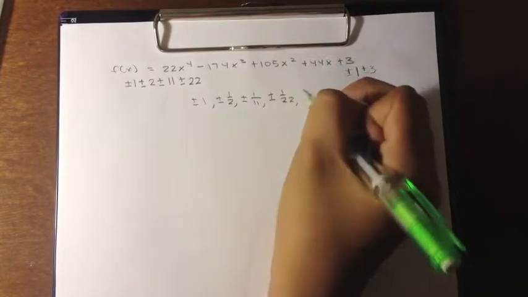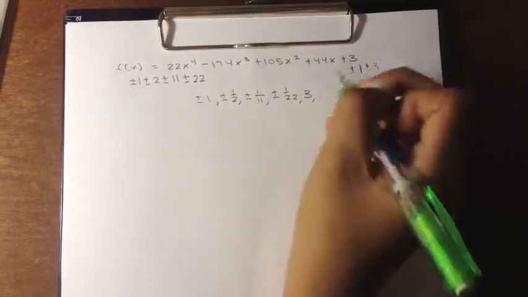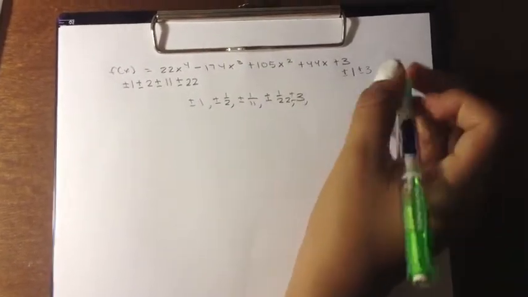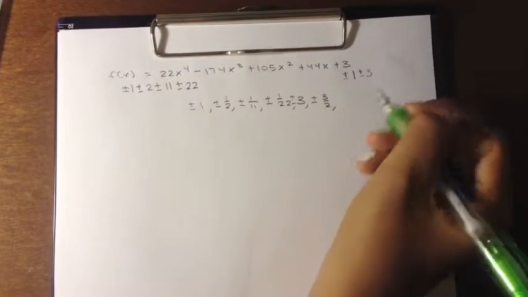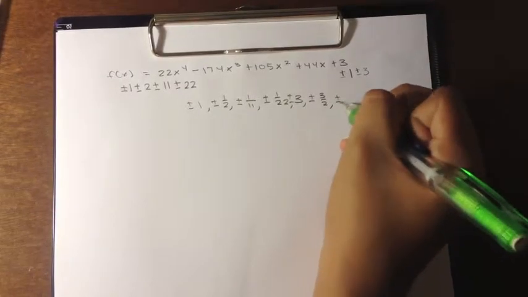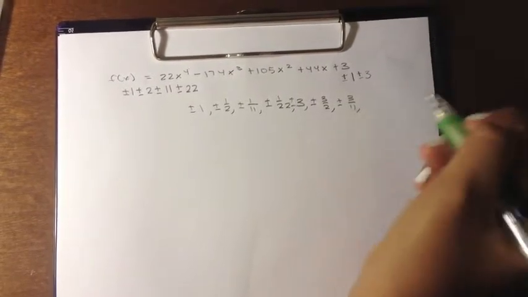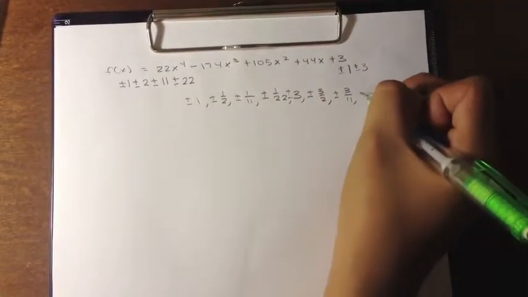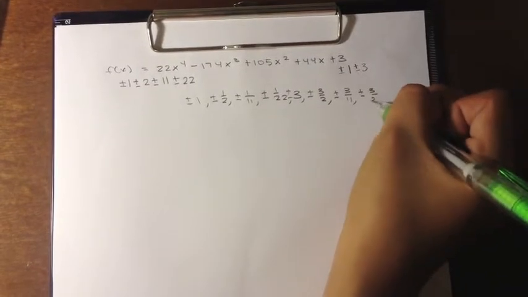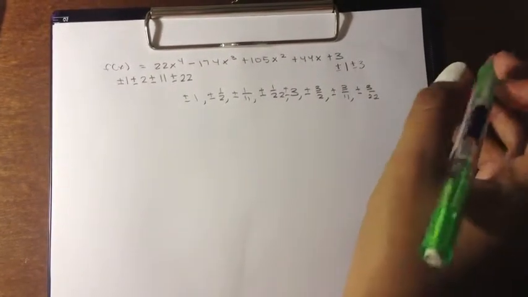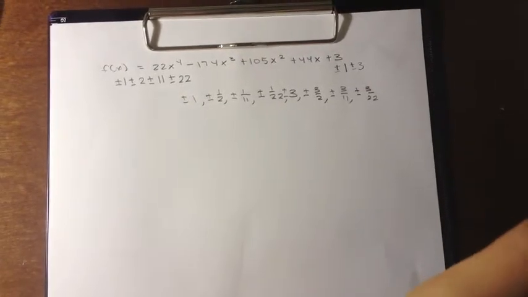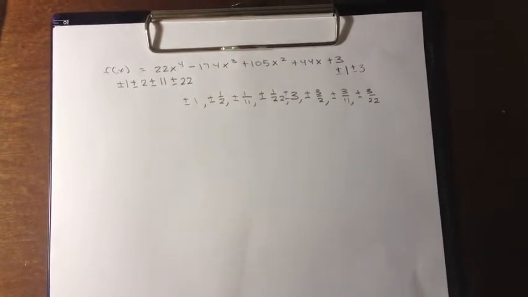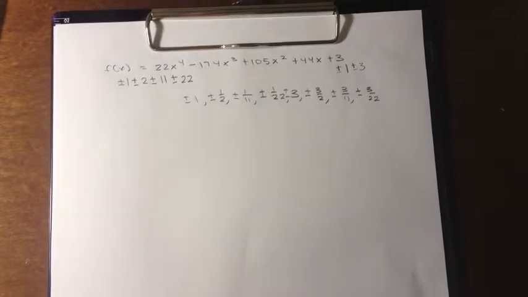And 3 over 1 is 3, plus or minus 3. 3 over 2 is plus or minus 3 over 2. 3 over 11 is plus or minus 3 over 11. And 3 over 22 is plus or minus 3 over 22. So we narrowed it down from all the numbers to 16 numbers. And now we have to do the rule of signs.